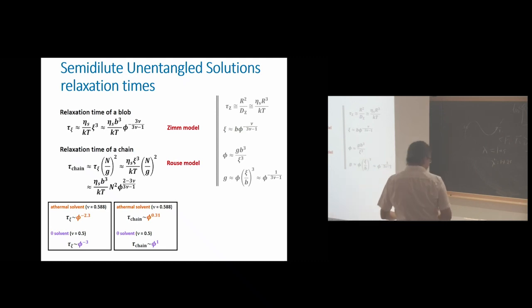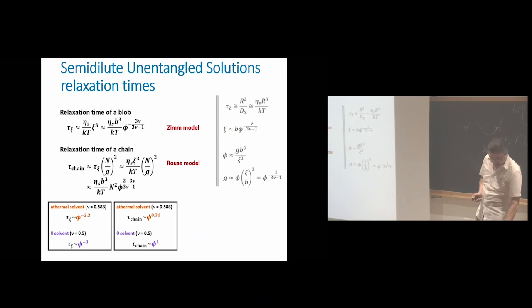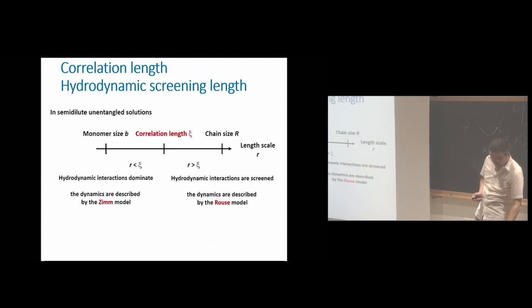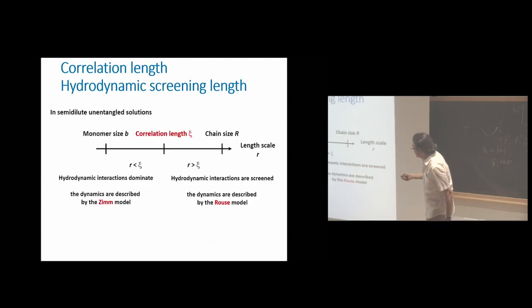This is the size of the system. So simply, it depends on whether the length scale is shorter than the correlation length or not. If the length scale is shorter than the correlation length, inside the blob, it's a Zimm model.